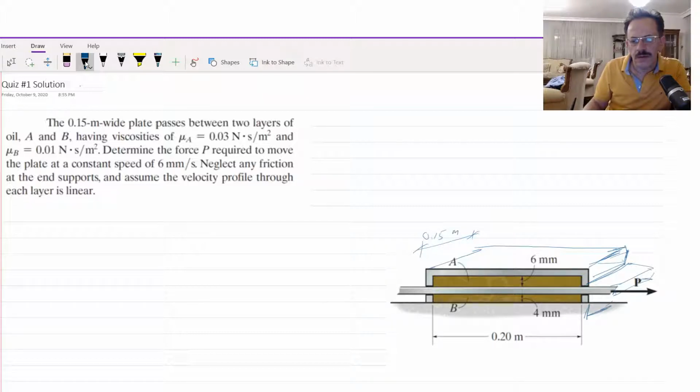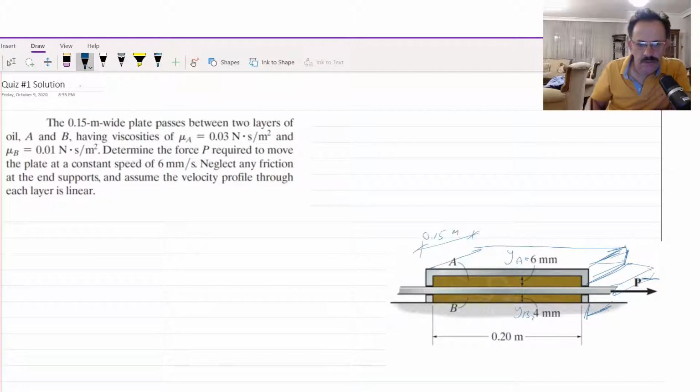I want to pull this plate out between these two layers. So we have liquid at A, we have liquid at B. It means that Y at A is equal to 6 millimeters and Y at B is equal to 4 millimeters.